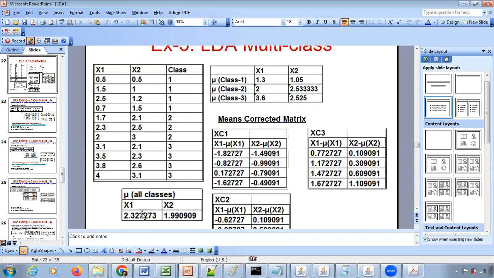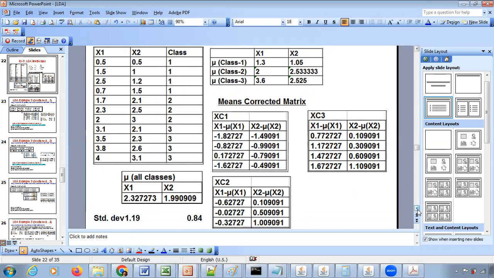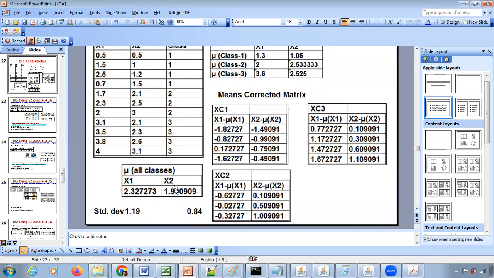Now for XC2, just these 3 records. So this 1.7 minus 2.327 is negative 0.627. This 2.1 minus this 1.99 is 0.109. Then this 2.3 minus 2.327 is negative 0.027 and so on. And this 2.5 minus 1.99 is 0.509. So that's for XC2. XC3, the last 4 records. So 3.1 minus 2.327 is 0.7727. Then 2.1 minus 1.99 is 0.19. Then 3.5 minus 2.327 is 1.1727. Then 2.3 minus 1.99 is 0.309 and so on. So do that for those 4 records, you get XC3.